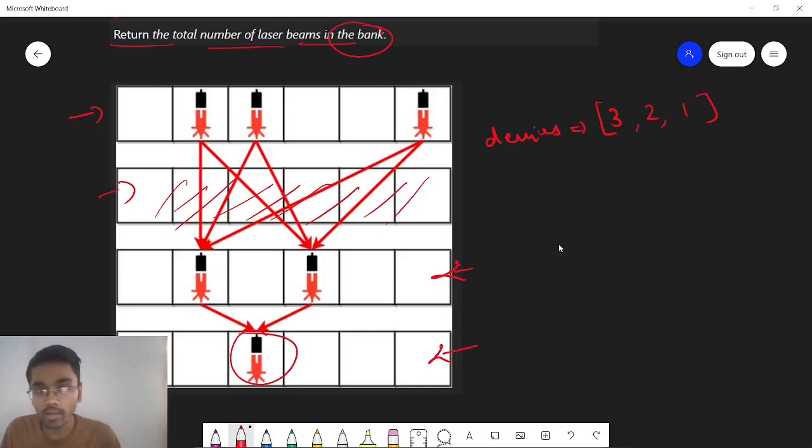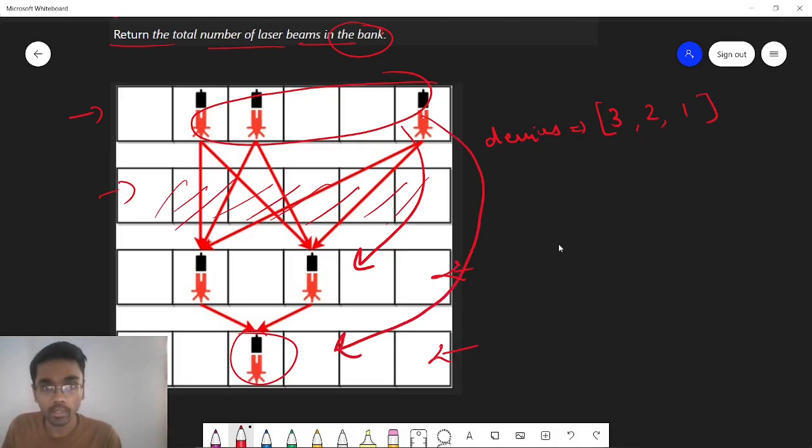Now we just need to find the number of beams that will be formed by all the devices. One thing we are sure of is that the devices in this row will only be able to form beams with this particular next row. So we just need to check the ith index and the I plus 1th index to make the laser beams, right? So what we can do is iterate on this devices array, and for each I we multiply its value with the next value, and that will be the total number of laser beams formed.